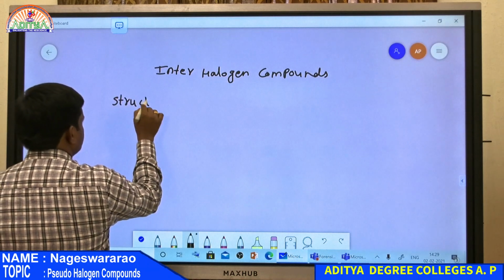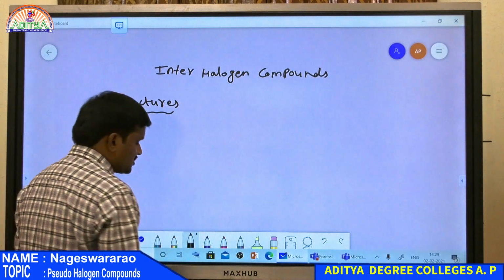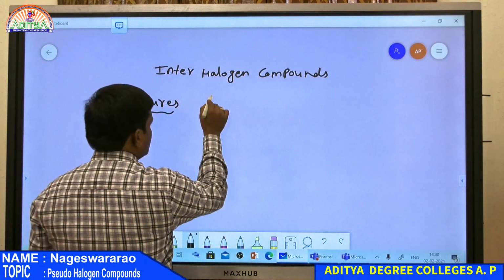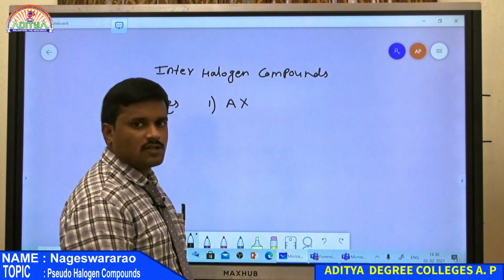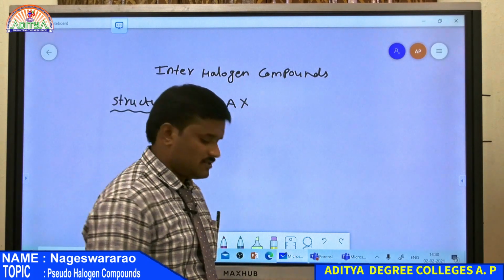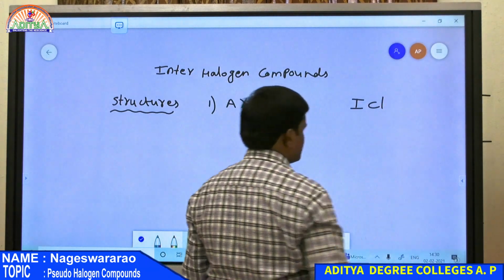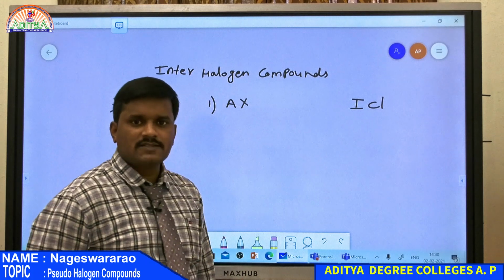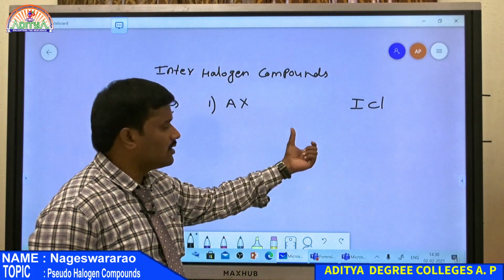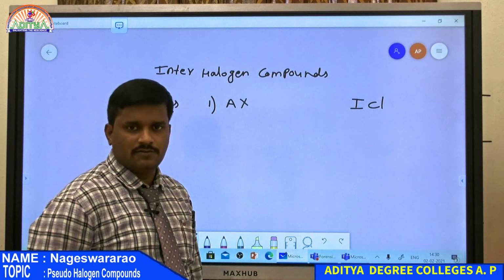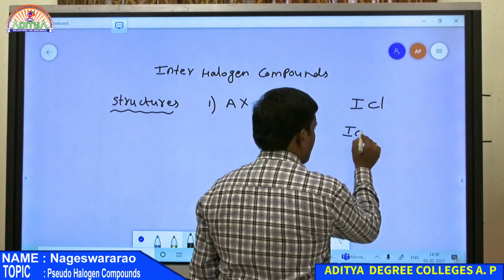Structures. These are classified into four types. The first one is the AX type, in which one halogen is covalently bonded with another halogen. That is ICl, one of the examples of an AX type interhalogen compound. In this one, the halogen iodine is combined with chlorine. So this is iodine chloride.